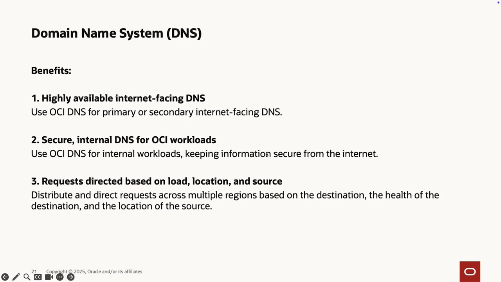The service within OCI is highly available. You can use it for your primary or your secondary internet-facing DNS, and then it's going to allow you to distribute that traffic across multiple regions based off of a variety of different policies that you can set up to direct that traffic. So it could be based off of location or other things as well that we'll go over here in a second.